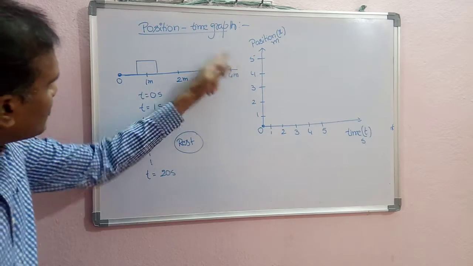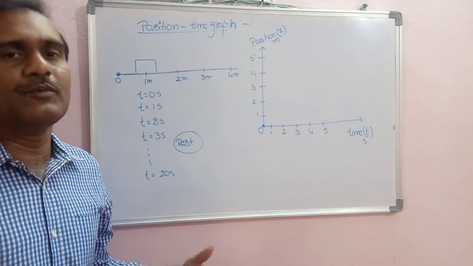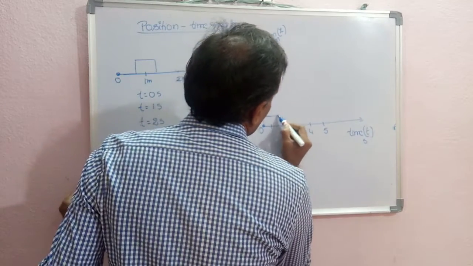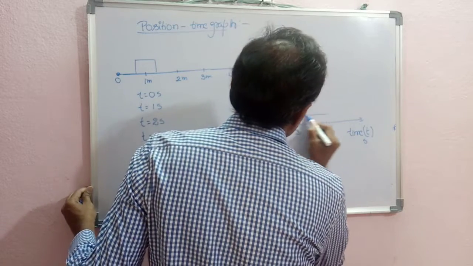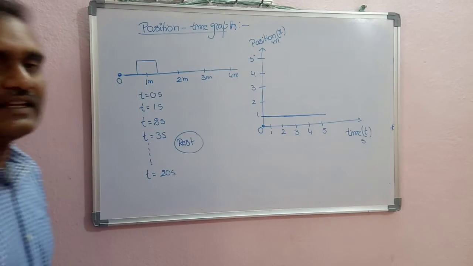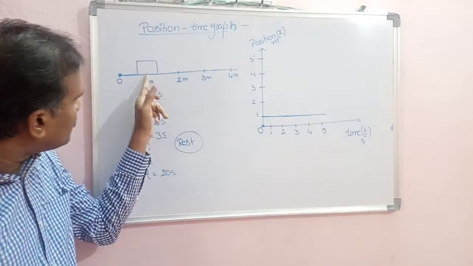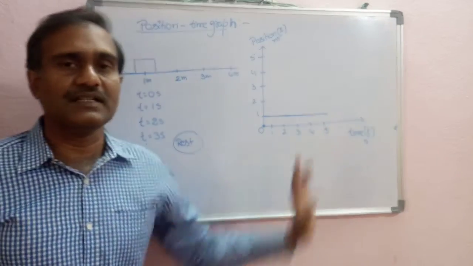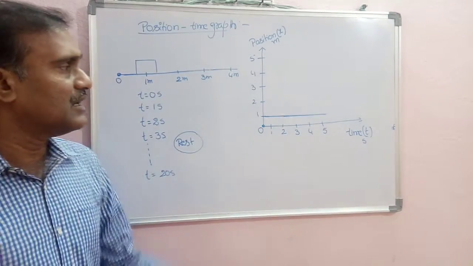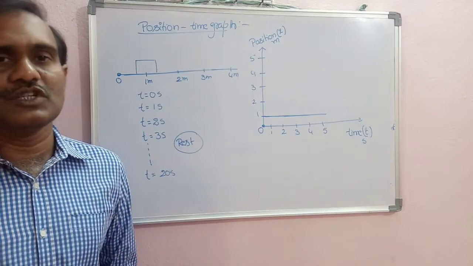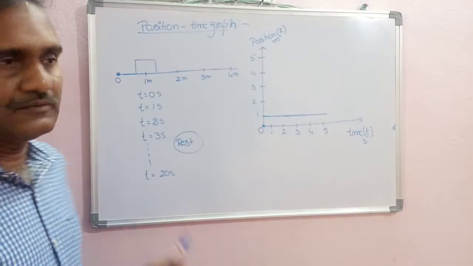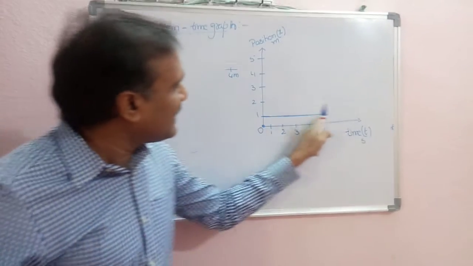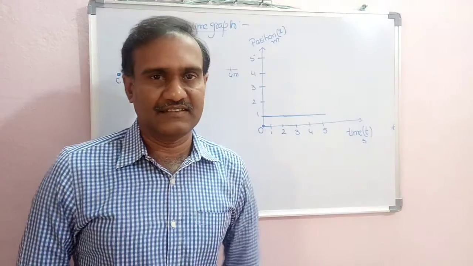Now, for this situation, when we plot the graph, what type of graph do we expect? It gives a straight line which is parallel to the x-axis. Why? At 0 seconds, position is 1 meter. At 1 second, position is 1 meter. At 2 seconds also, position is 1 meter. That means its position does not change. Therefore, it gives a straight line. Sorry, it gives a straight line which is parallel to the time axis.